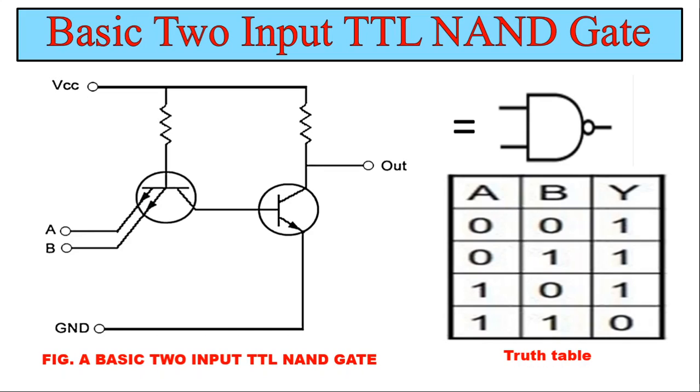When any one of the input terminals is low, that means either A or B is low, then the current through the other branch flows out through this terminal.